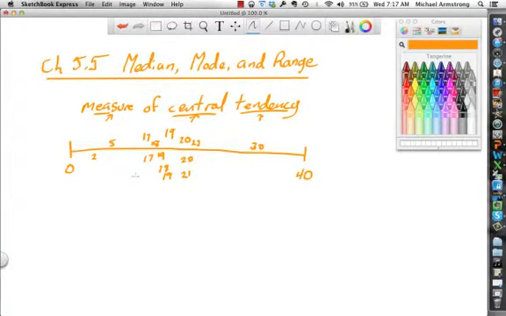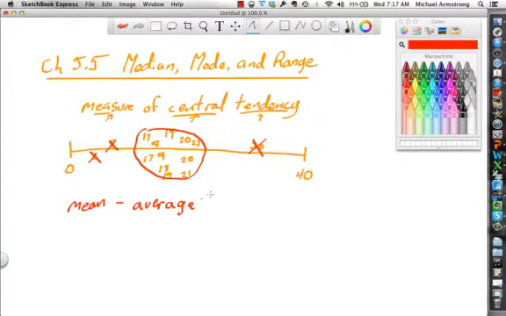Last time we talked about outliers, and you might consider the 30 an outlier, and the 2 and the 5 outliers, and just focus on these measures. The mean is an average that helps us get a picture about our measure of central tendency. That's what we did in the last lesson, learning about the mean. In this lesson we're going to learn about 3 other measures of central tendency: the median, mode, and the range.